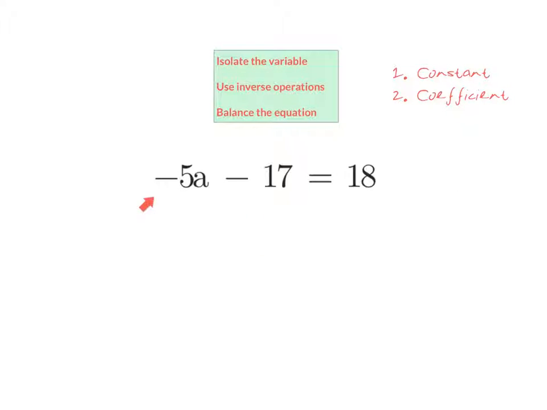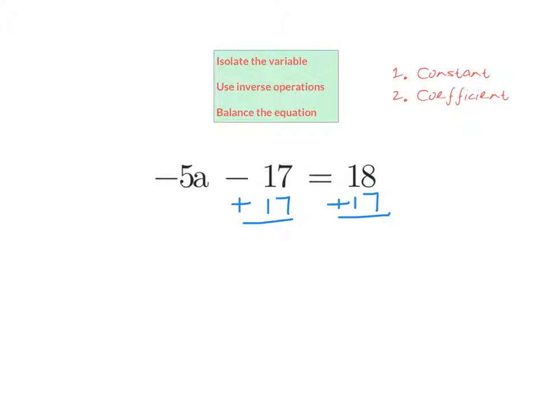In our next example, we have negative 5a minus 17 equal 18. Again, I have two terms on the side of the equation with the variable, so this is a two-step equation. The first thing I'm going to do is take care of the constant that's on the side of the equation with the variable, and then I'll take care of the coefficient. So when I look at my problem, the constant, the operation before the constant, is a subtraction. The inverse of subtraction is addition, so I'm going to add 17 to both sides of my equation.